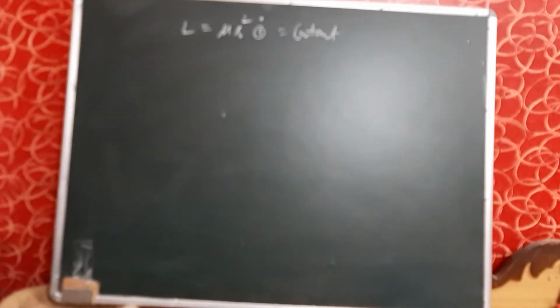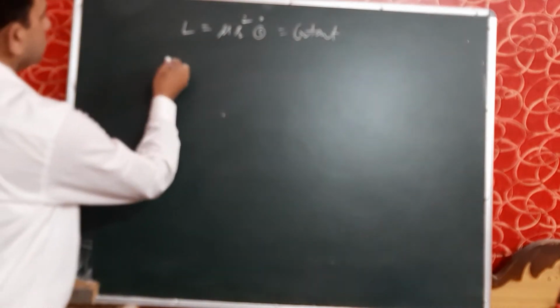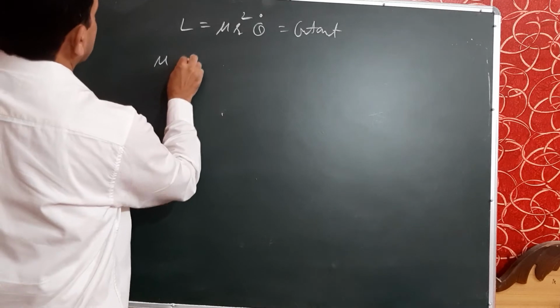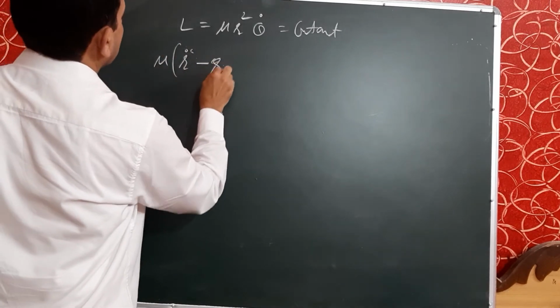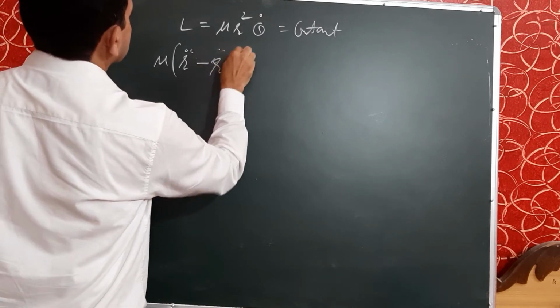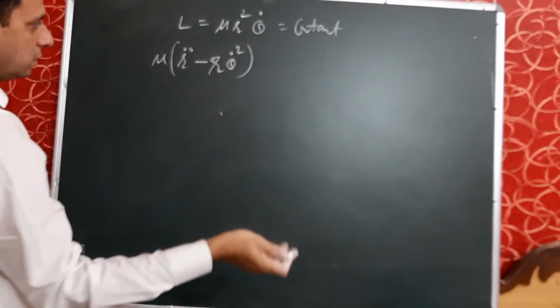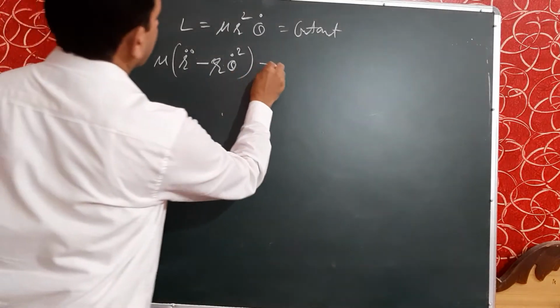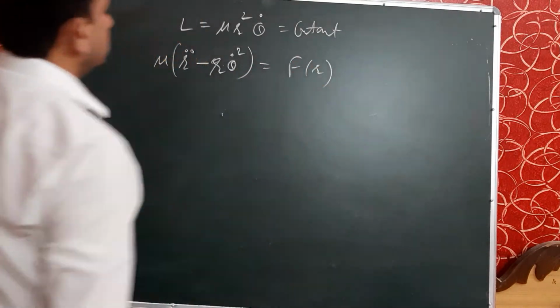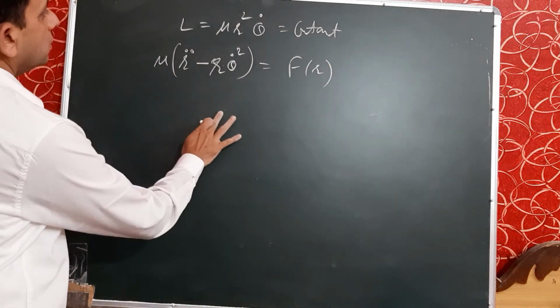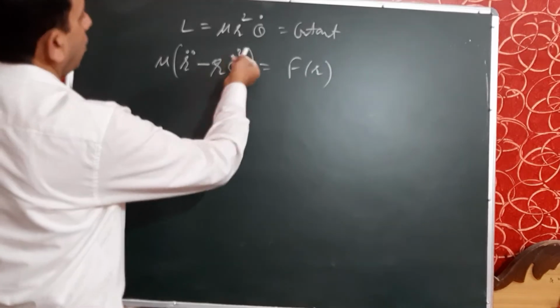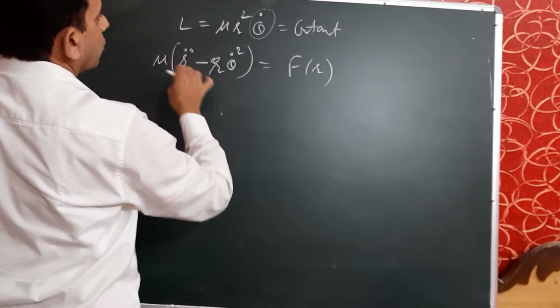Now we will put this result in equation number 4. What is equation number 4? It is mu of r double dot minus r theta dot square, which is f of r. I have already written this in the previous slide. Now put the value of theta dot from this equation.